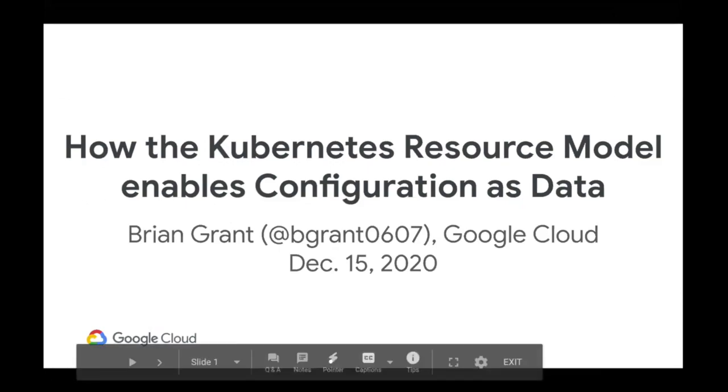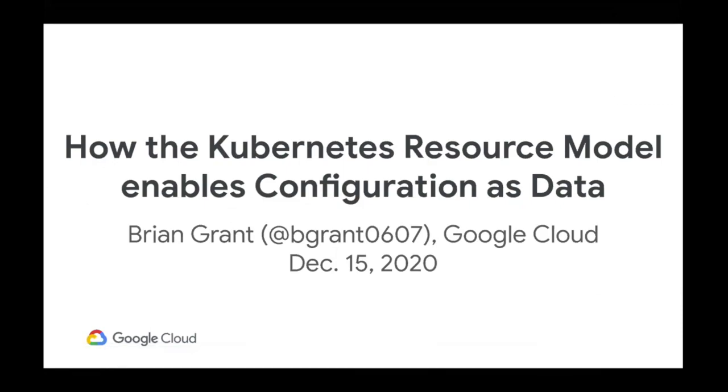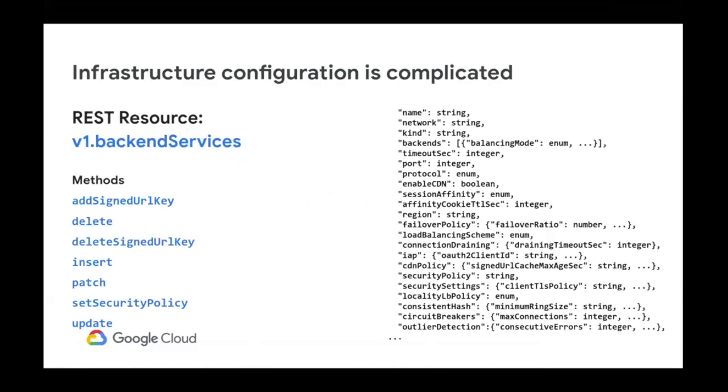So we covered some of this in the panel discussion, but I'm going to go into a little bit more depth about what is the Kubernetes resource model and how it enables what I call configuration as data. So we talked a bit about infrastructure configuration. Anybody who's done it or even seen it knows that infrastructure configuration is hard for a number of reasons. Infrastructure APIs are verbose, as Joe mentioned, but they're also inconsistent and not necessarily designed to be declarative. That really shouldn't be surprising because they were designed to be programming interfaces.